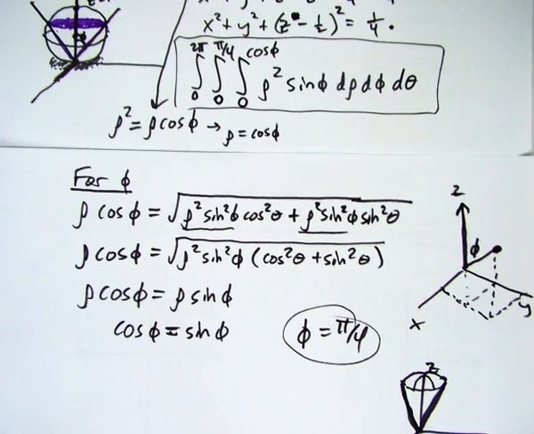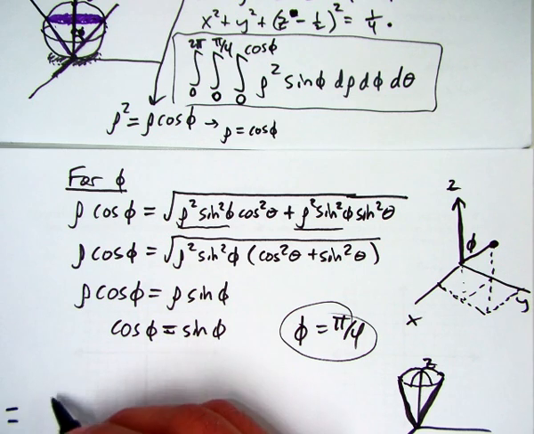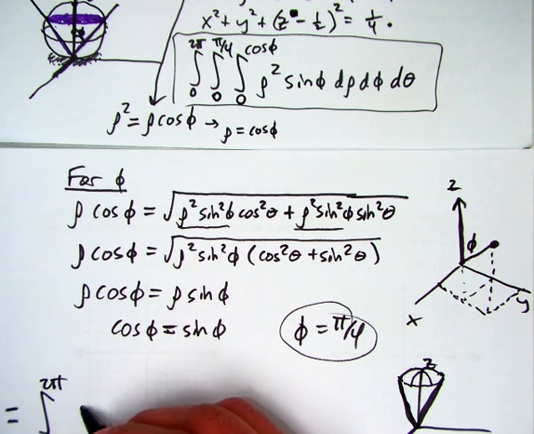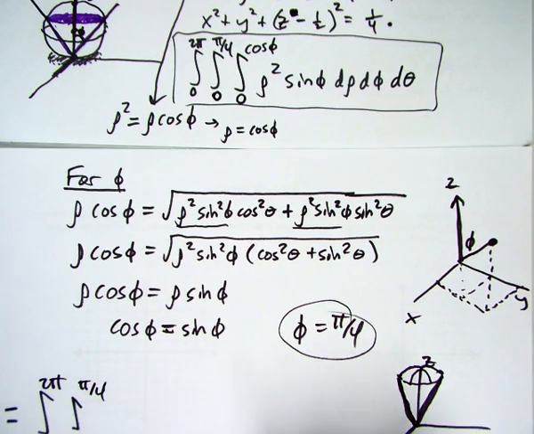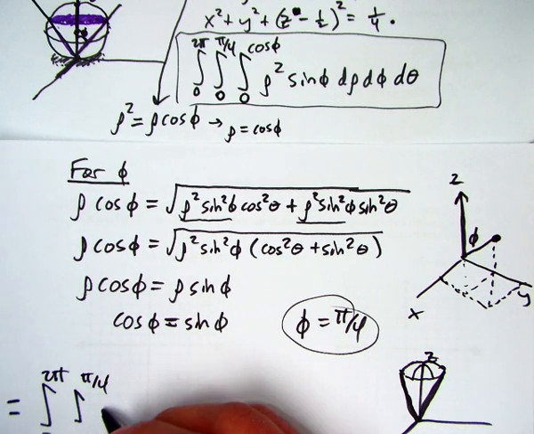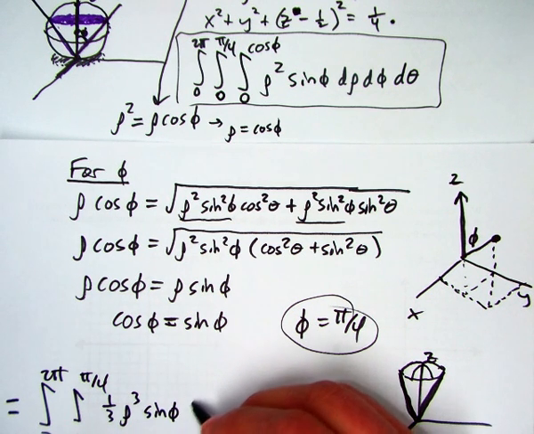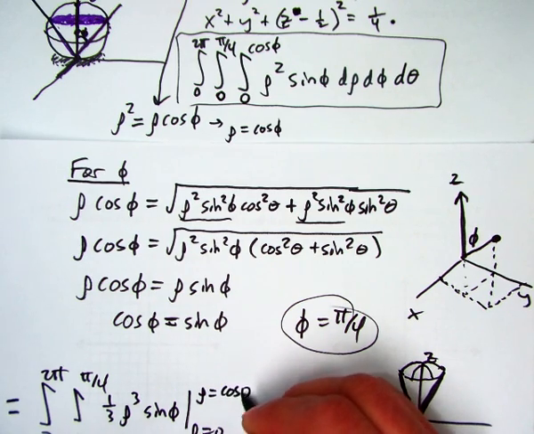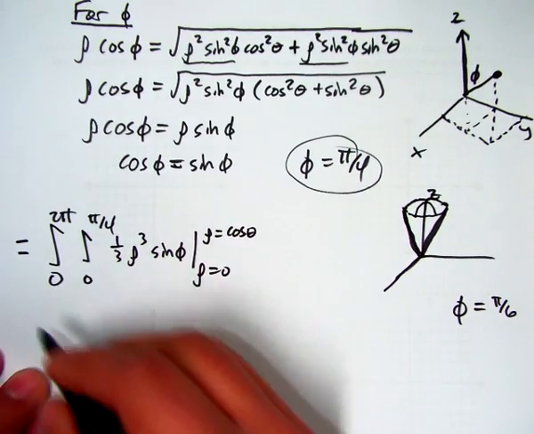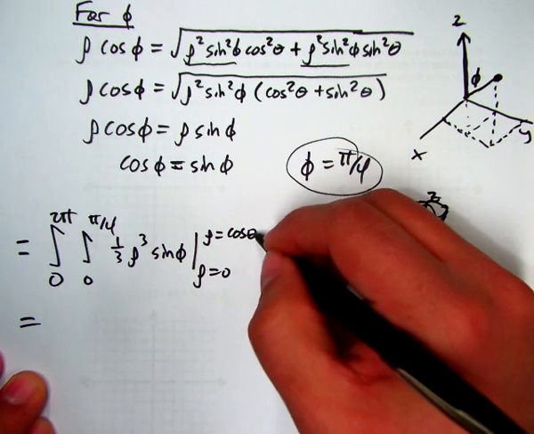All right, so let's finish the problem. The calculation is actually not hard. 0 to 2 pi, 0 to pi over 4. The first round of integration makes rho squared into one third rho cubed. We still have sine phi, but now we're plugging in rho from 0 to cosine phi. Oh yep, it is cosine phi. Thank you. That was my bad.